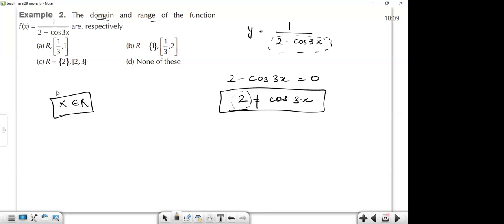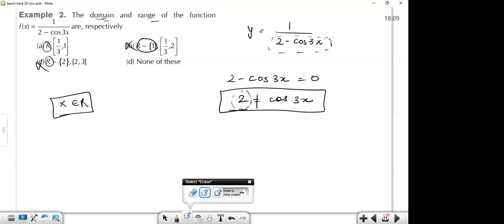Yes, sir. So the domain is R. Options B and C will be eliminated because they have rejected certain elements, 1 and 2, from the real numbers, which is not the requirement. So these options are eliminated. Now let's discuss the range.